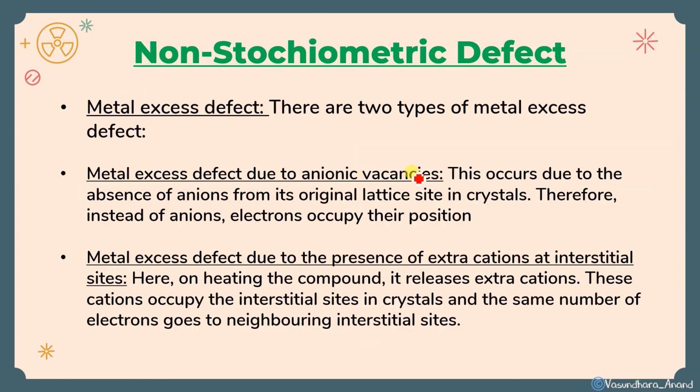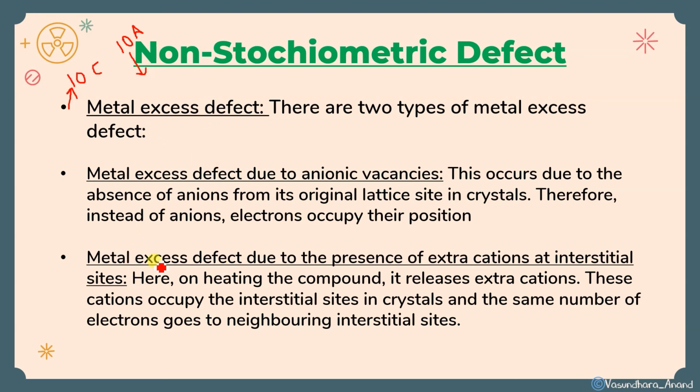So next is metal excess defect. This metal excess defect can also happen in two ways. Again, same thing, I am writing 10 cations and 10 anions. Okay? We can make the metal excess in two ways. Either I will increase one cation, so there are 11 cations and 10 anions, or I will decrease one anion, so there are 10 cations and 9 anions. In both cases, the metal will be in excess. Clear? So these are the two types.